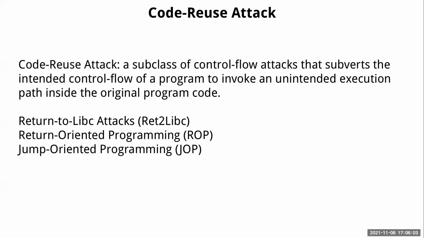We have been looking at the return-to-libc attack. That is one example of a code reuse attack. In return-to-libc, we don't need to inject any code. We only need to overwrite the return address on the stack and hijack the control flow to a libc function. So usually what we do is overwrite the return address. When the vulnerable function returns, it returns to the system function and we give it an argument, something like the name of the shell, so it can create a shell for us.